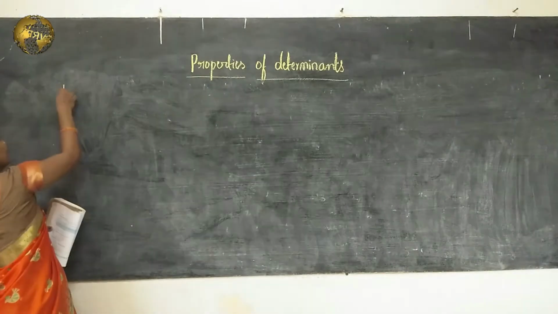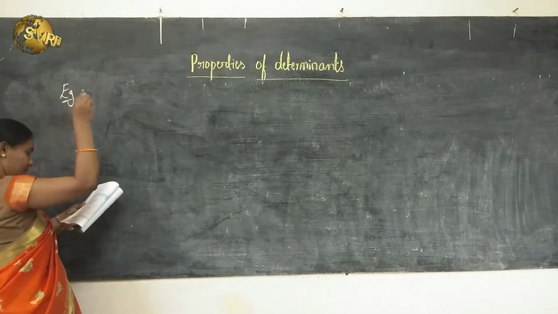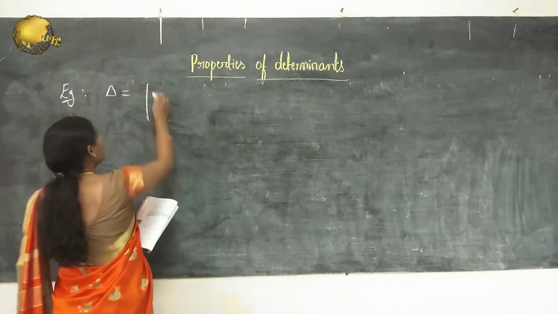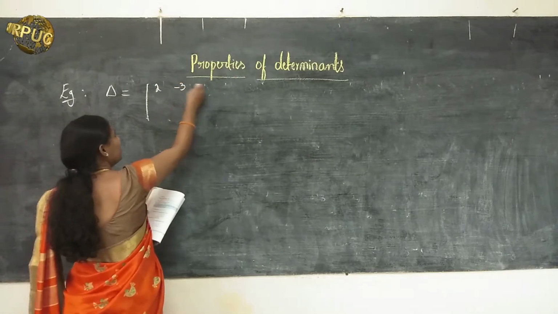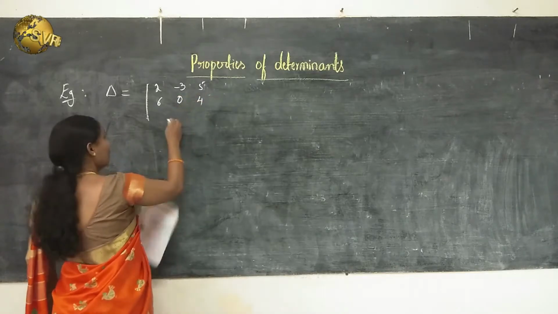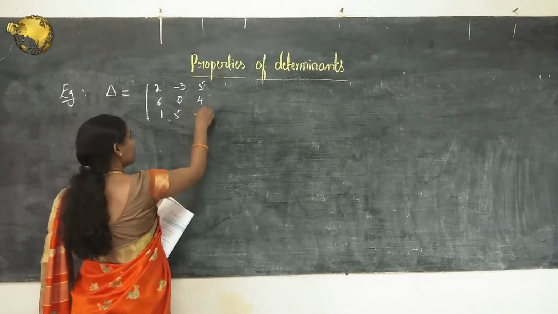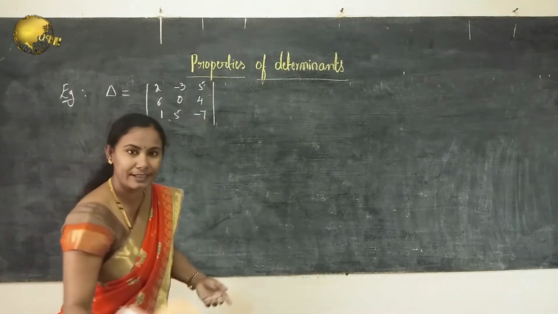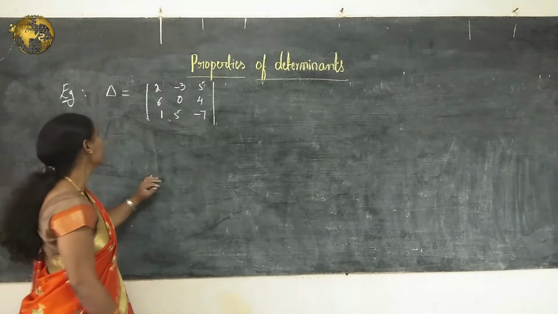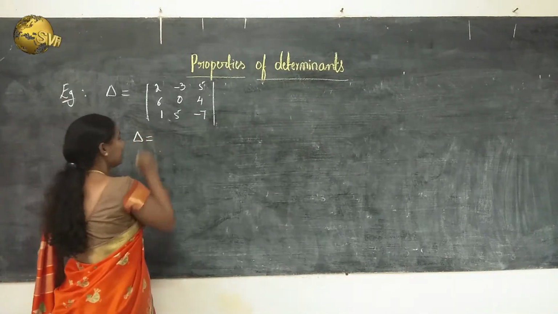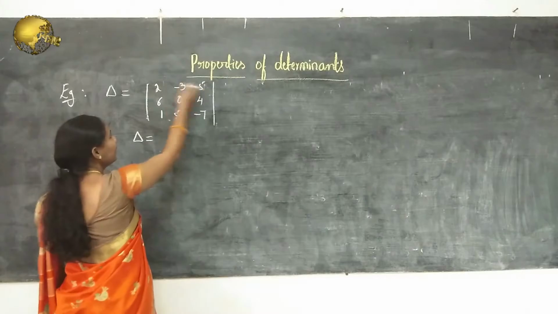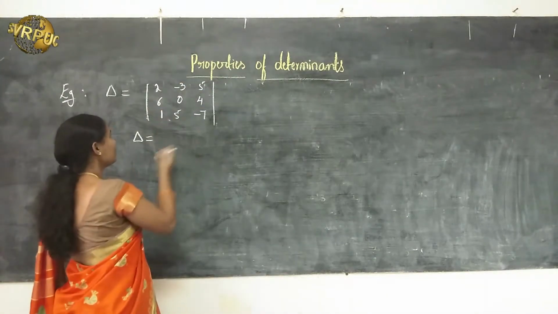Example from this. Delta is equal to determinant of 2 minus 3 5, 6 0 4, 1 5 minus 7. Okay, this is our delta. Let me check now if we change the rows and columns, the value of the determinant is same or not. So, as usual, we will expand delta, the determinant of a matrix of order 3. So, we will expand it either along first column or first row, whatever it may be.